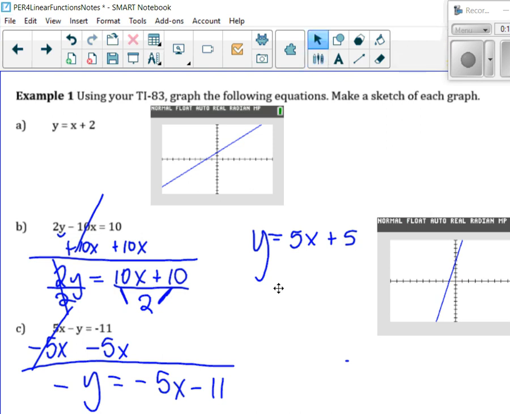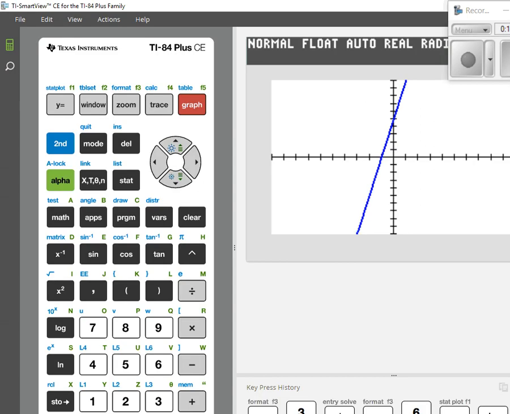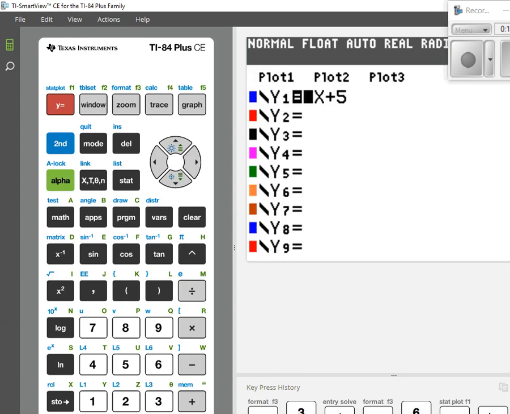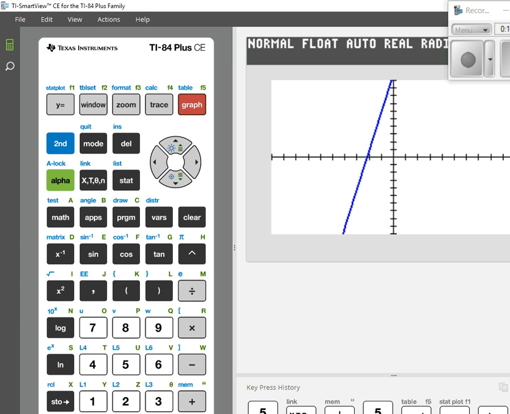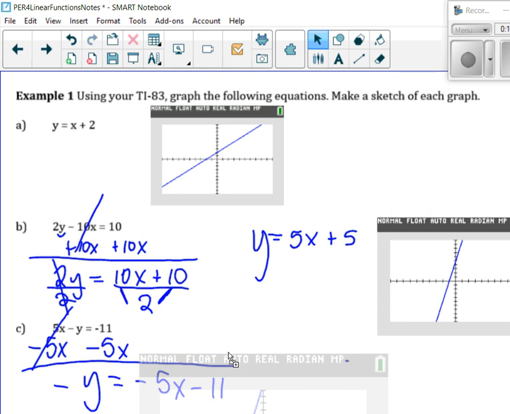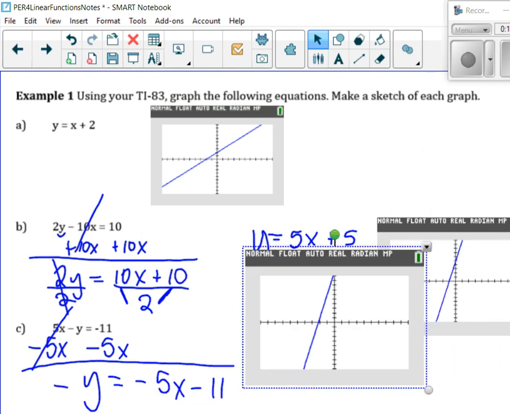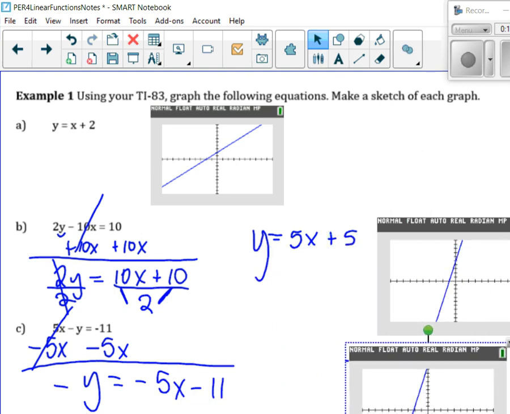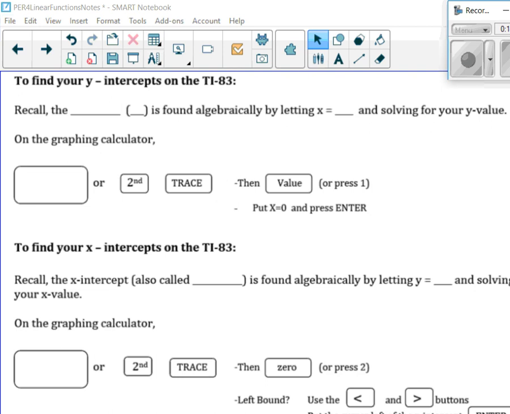So now we're going to put that in our calculator. Y equals, clear it, 5x plus 11. Graph. Everybody see that? Do a quick sketch. All right. So now I'm going to show you how to calculate your y-intercepts on your graphing calculator.